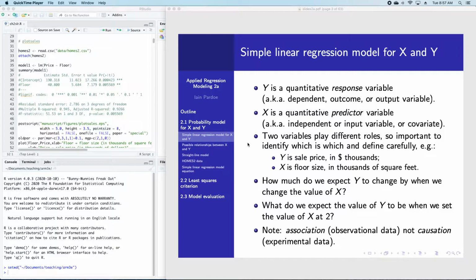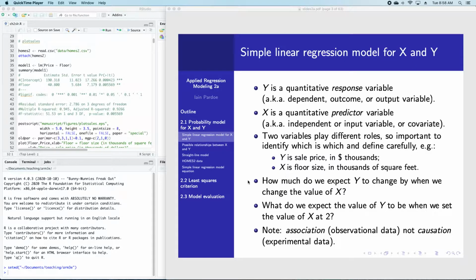In simple linear regression, these two variables play very different roles, so it's important to identify which one is which and to define them carefully. So for the running example throughout this chapter, we're going to use data on home prices, where y is going to measure the sale price in thousands of dollars, so that's going to be our response variable, and x is going to be the floor size measured in thousands of square feet, and that will be our predictor variable.